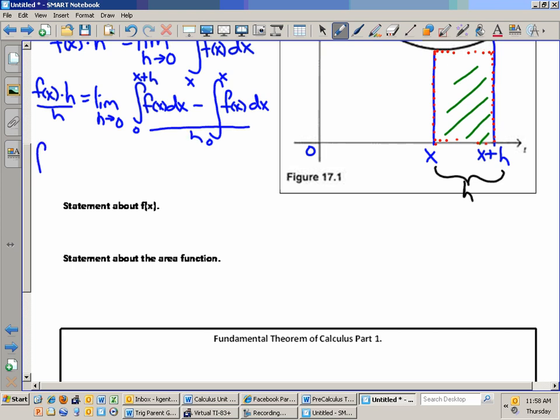and I have f of x is equal to the limit as h goes to 0 of the integral from x plus h to 0 of f of x dx minus the integral from x to 0 of f of x dx all over h.